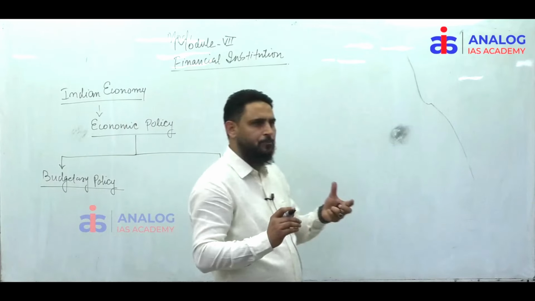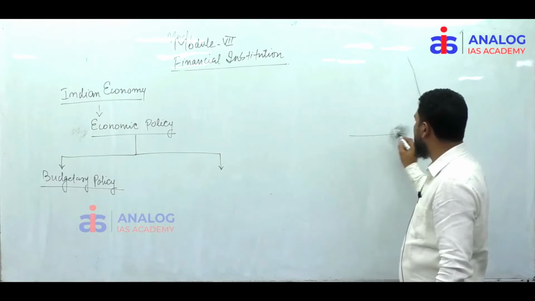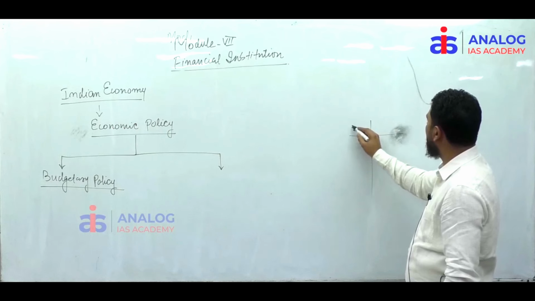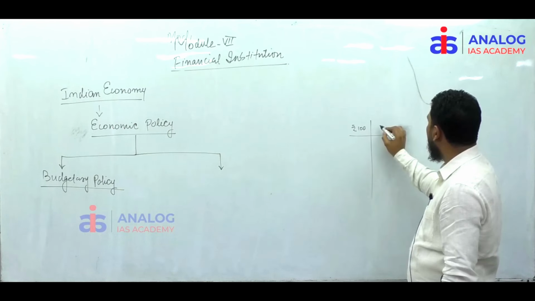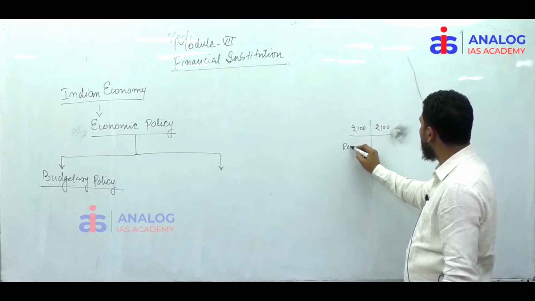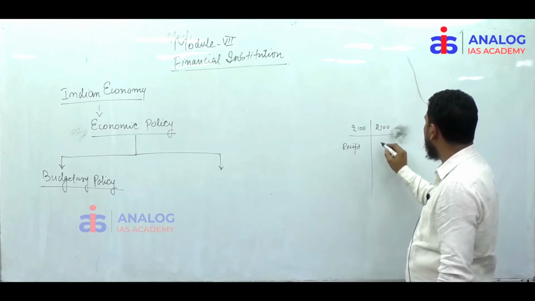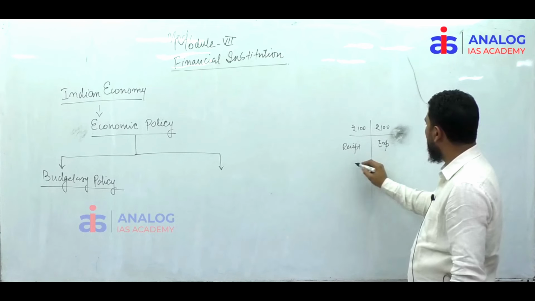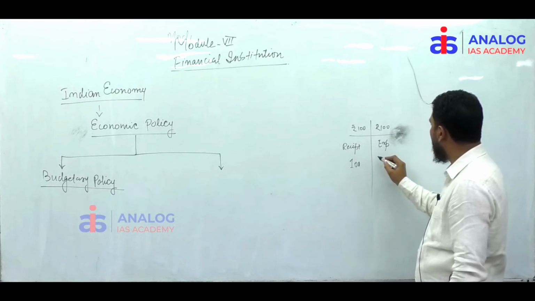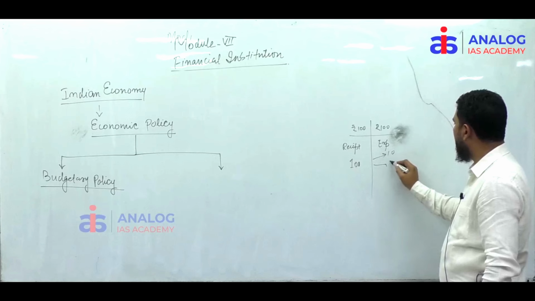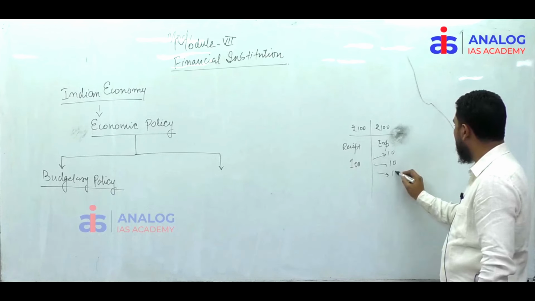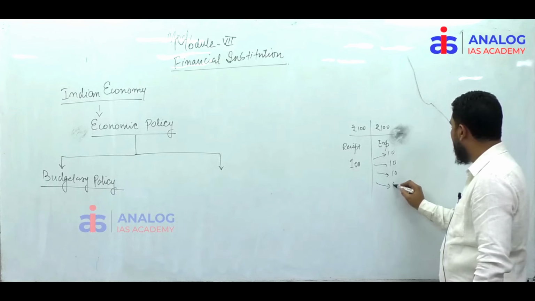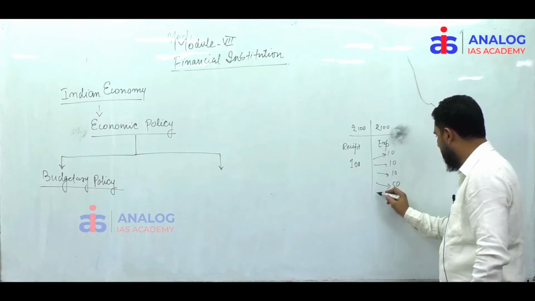Okay, what is a budget? It is a statement of your expenditures and receipts. Suppose you receive rupees 100 from Baba and you have to spend rupees 100. This will be written on the side of receipts and this will be written on the side of expenditure. So receipts: 100 rupees from Baba. Expenditure: 10 rupees for copy, 10 rupees for travel expense, 10 rupees for tea, and 50 rupees for mobile recharge.